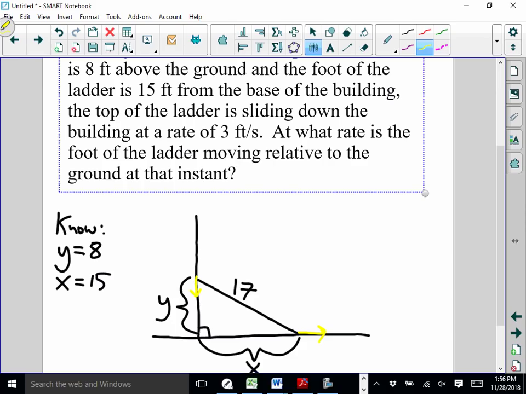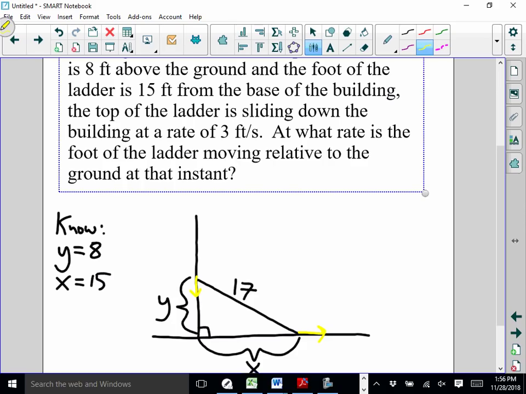Now, the top of the ladder is moving down at a rate of 3 feet per second. So that's obviously talking about dy/dt. I want you to answer this question to yourself: is dy/dt going to be 3 or negative 3? To answer that, I ask myself, is y, that part of my triangle, getting smaller or bigger as this ladder is falling? Clearly it's getting smaller.